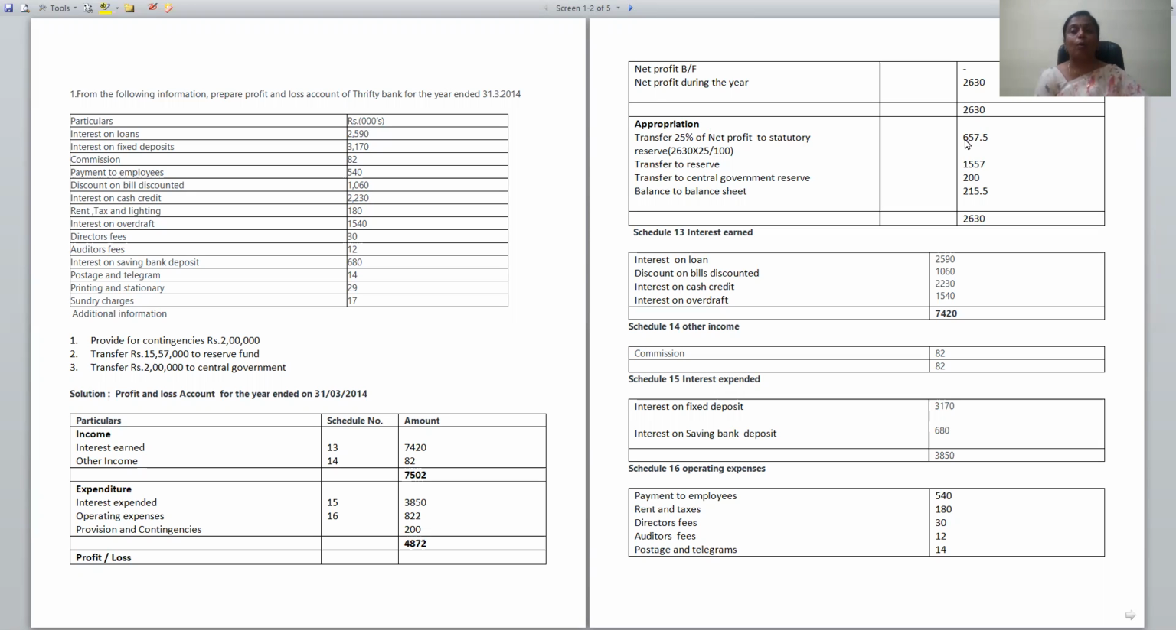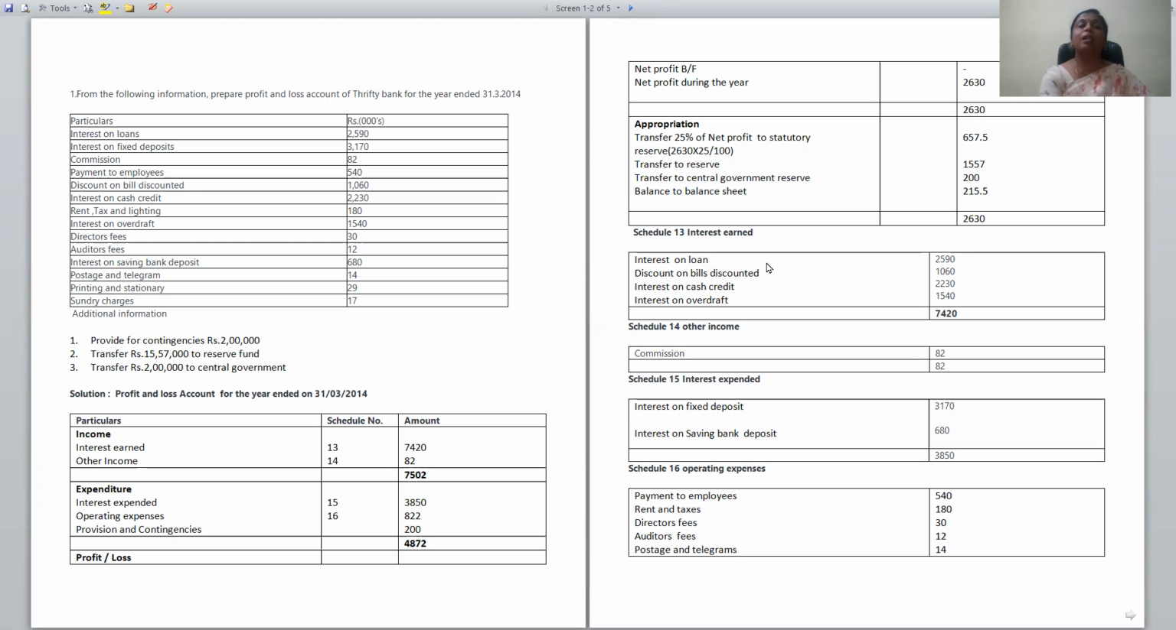Interest on loan. Now, all of you know the loan is given by the bank to its customer. So if you charge interest on loan, it is your income which comes under schedule number 13. All of you can see the cursor here in schedule number 13. We have written here interest on loan because being a bank, you have given a loan to your customer, and the interest you have charged will be written under schedule number 13 as your interest earned.